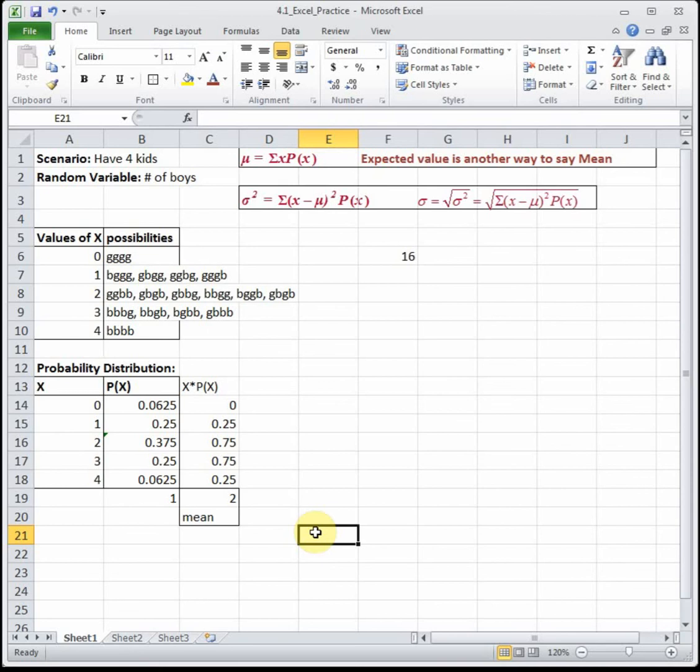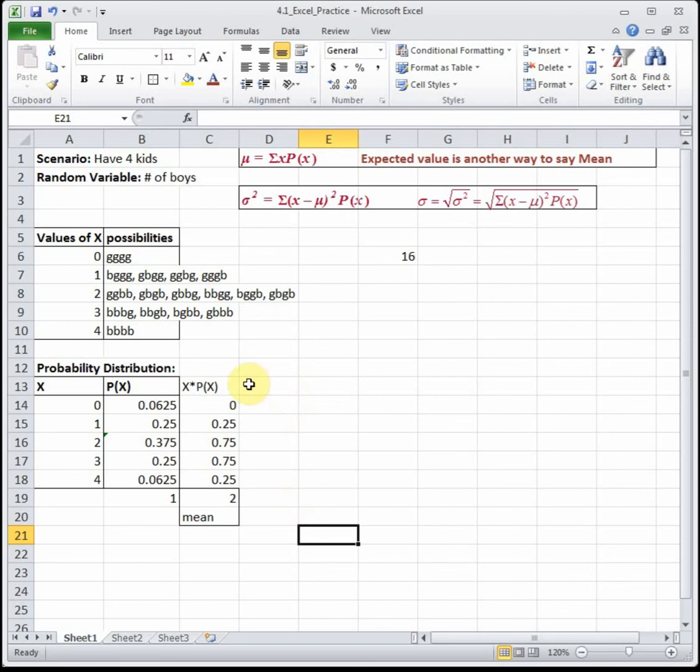One other thing is that if you're trying to calculate the expected value, that's the exact same thing as the mean. Expected value just tells you what you would expect to happen, which is what you would have happen on average. So the expected value is just another way to say the mean.